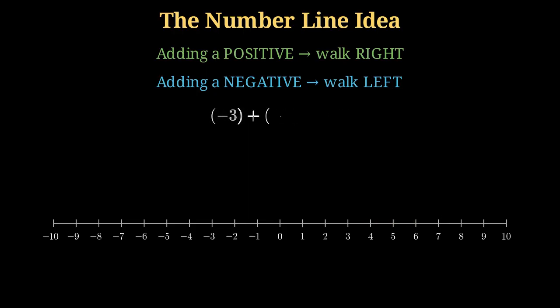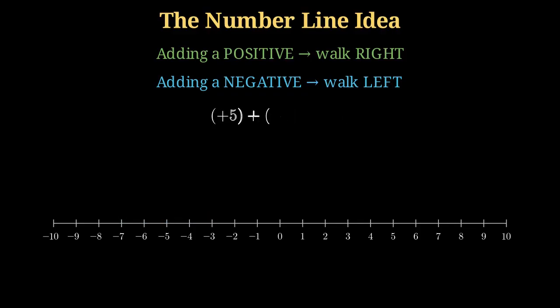Now, -3 plus -4. We start on -3. This time we are adding a negative, so we walk left. 4 steps. 1, 2, 3, 4. We land on -7. -3 plus -4 is -7. Notice both walks went the same direction, so the distances simply added up.